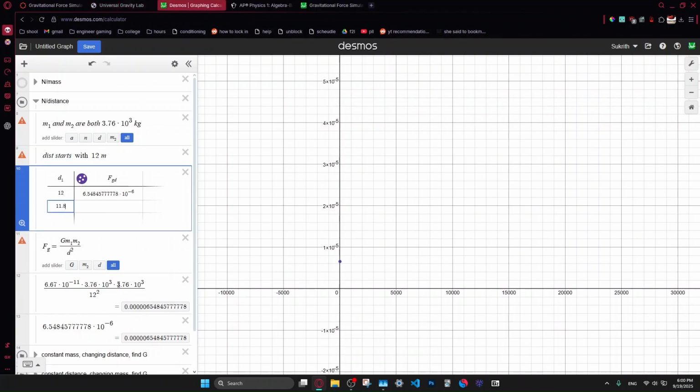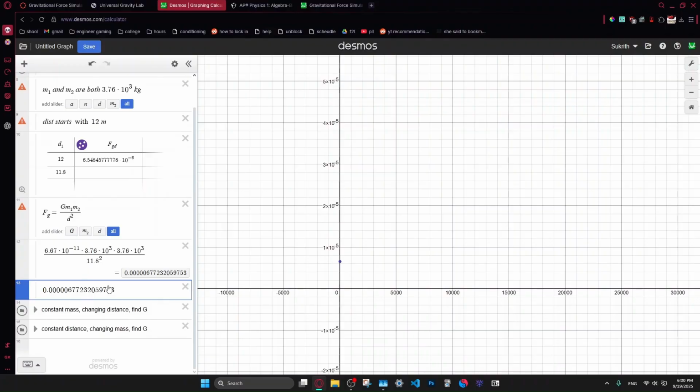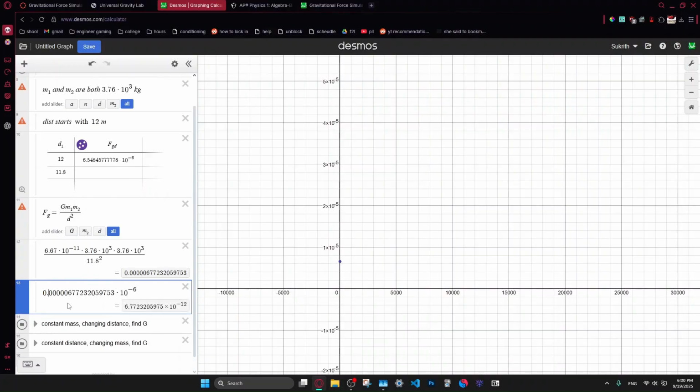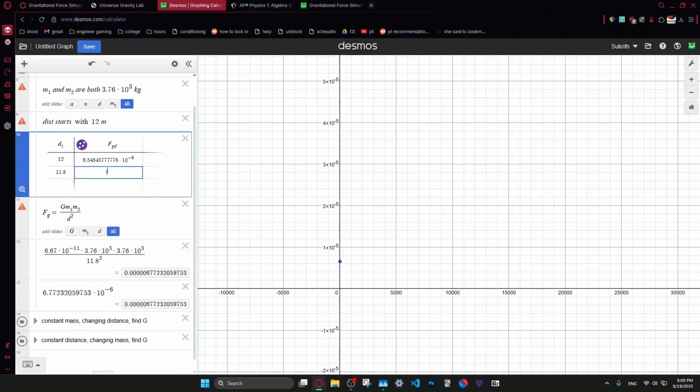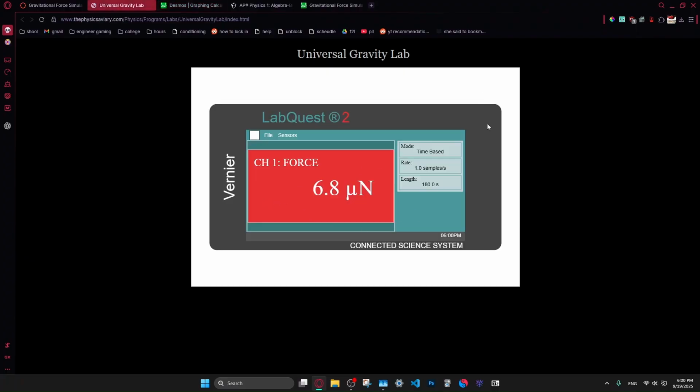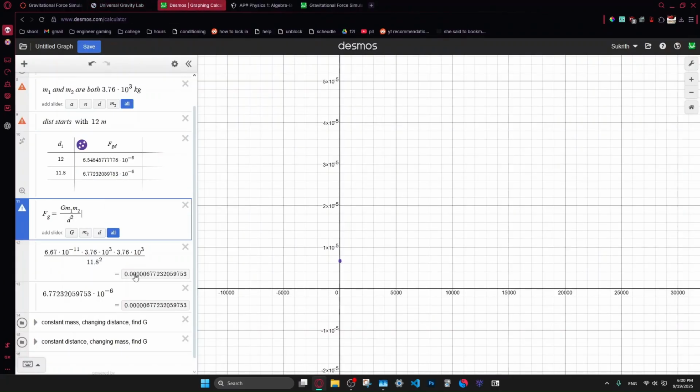Now, we're going to find our new force. We're going to change this to 11.8. Have our new force value. 6.7. And we'll check if it's around 6.77 micronewtons. 6.8 micronewtons. Yeah, checks out.